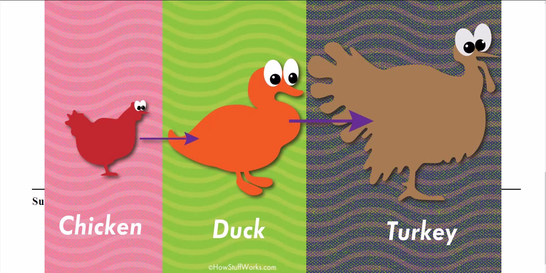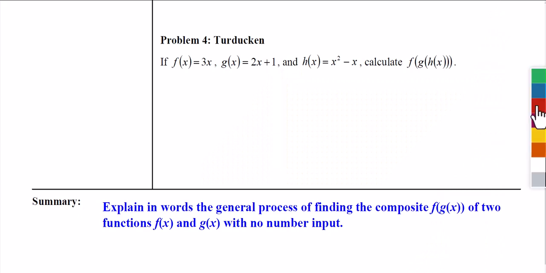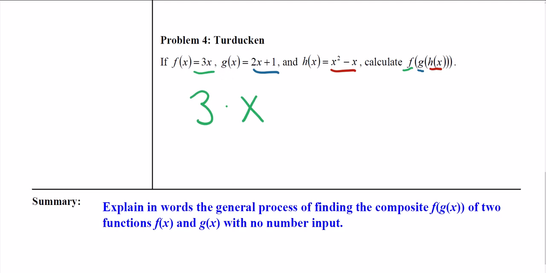Speaking of turducken, here are three functions, and we're going to go ahead and do a composite. So let's know the order. We have h of x goes inside of g of x, which then all of that goes inside of f of x. So let's prepare each bird. Here is f of x. And we're going to go ahead and make some space for us to put in the next one.